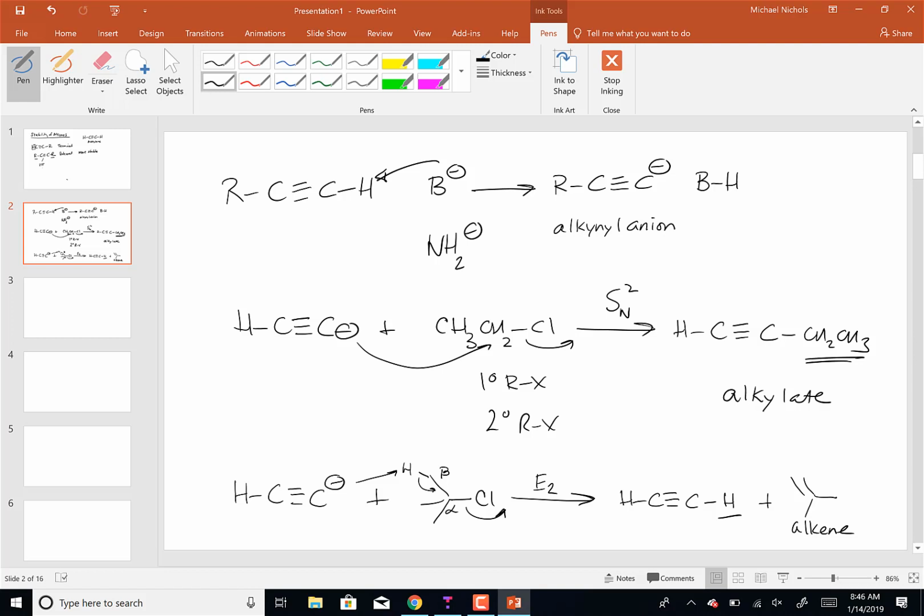Now, question. Is it going to act like NH2 minus as a small base, or is it going to act like tert-butoxide as a sterically hindered base? What's your thought?